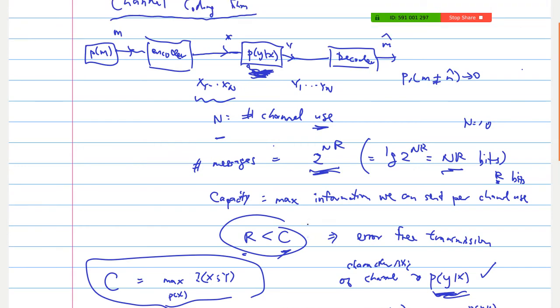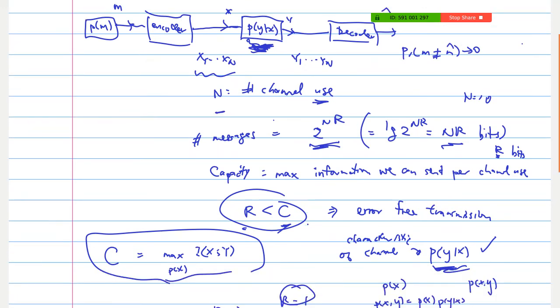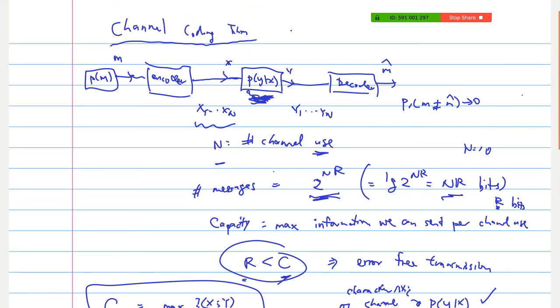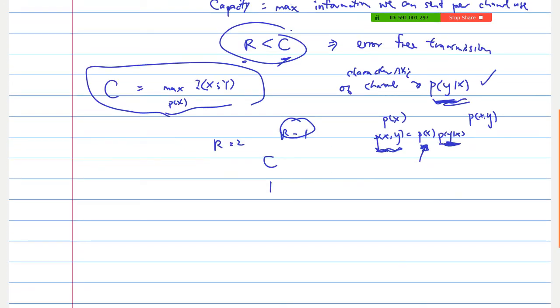Just a remark here: in the proof, as you will see afterward, we are always just trying to prove it for a discrete channel. In the sense that the symbols X and Y are discrete, but you can easily argue the same setup or the same theorem can extend to the continuous case.